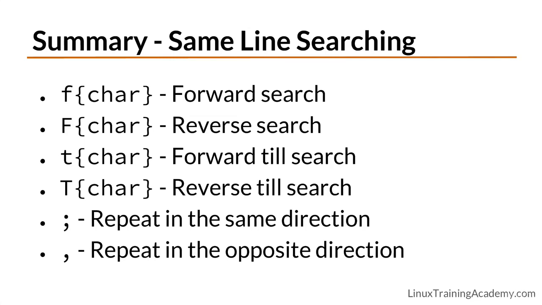Let's quickly recap this lesson with what you've learned. You started off by learning how to search forward on the same line with the f command. You learned how to search backwards using capital F. Next, you learned the till command using lowercase t to search forward till and uppercase T to search backwards till. You also learned how to use the semicolon to repeat your most recent search in the same direction and how to repeat that search in the opposite direction by using a comma.